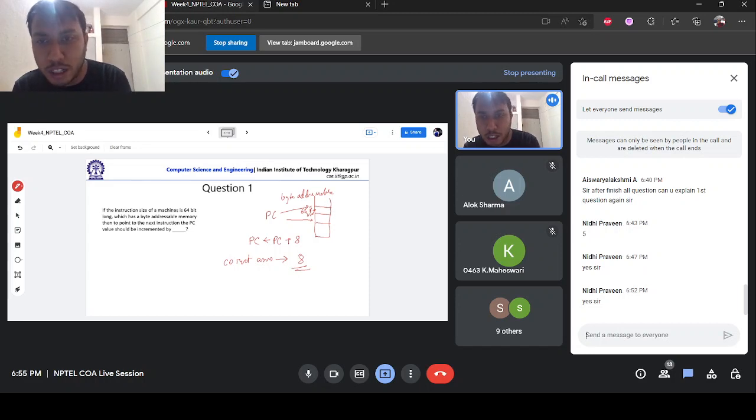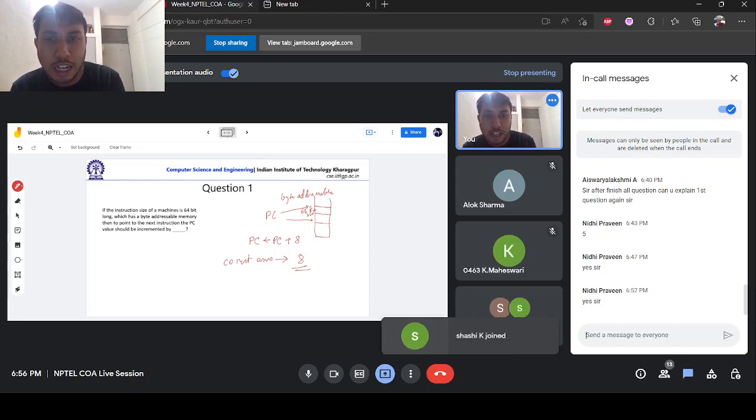So if you look at the memory, it is byte addressable, and the size of the instruction is 64-bit. So what is 64-bit? 8 bytes. So to point to the next instruction, the PC will be PC plus 8, since it is byte addressable. If it were bit addressable, we would add PC plus 64, but it is given as byte addressable, so it will be 8. Now it's clear.